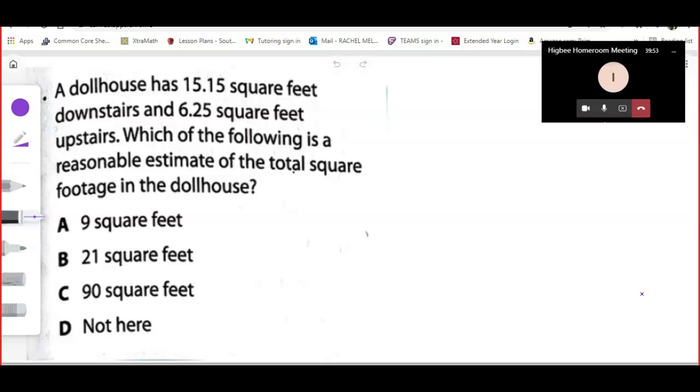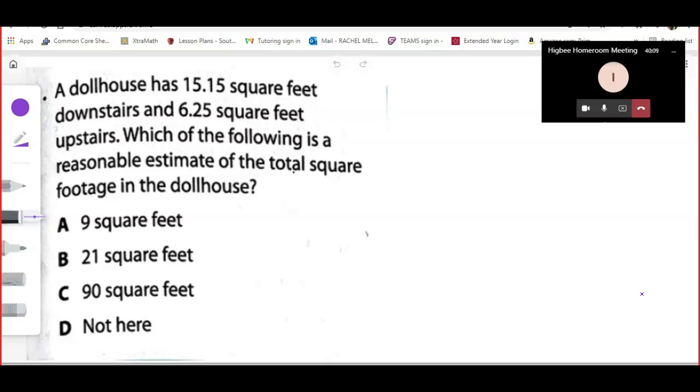I would really like it if someone who hasn't talked yet would read this question for us, because I'm trying to give out Class Dojo points today. Really? None of you guys? That's really sad. Julissa, go ahead.